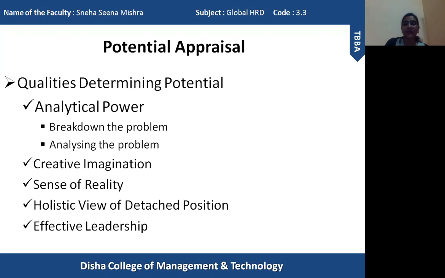So if a person can easily break down a problem, or they can understand how to break down a problem, that shows that the person has good analytical power or higher analytical power. And that is to be considered as a potential. And in future, these potential can be enhanced by the organization by using different types of developmental programs. So breaking down the problem means to what extent the person is capable of breaking down the problem actually helps the management to understand the analytical power of the employees.